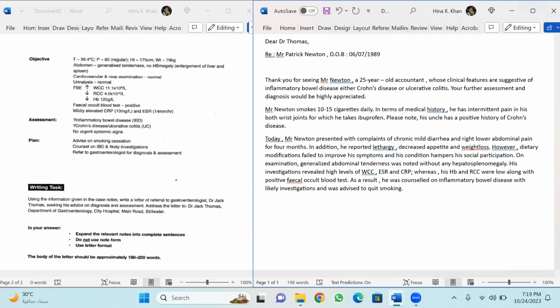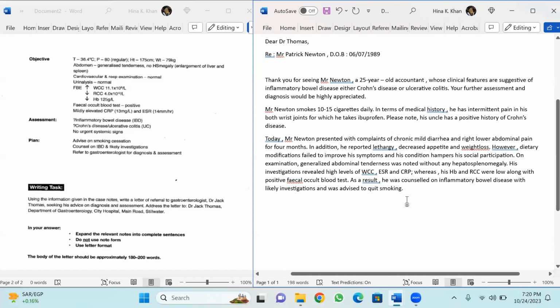Okay, so this is done here. I wrote both of these things in one sentence: as a result, he was counseled on inflammatory bowel disease with likely investigations. Here I will not use 'and' again and again, writing comma then using 'and'. You can also write along with likely investigations, and was advised to quit smoking.